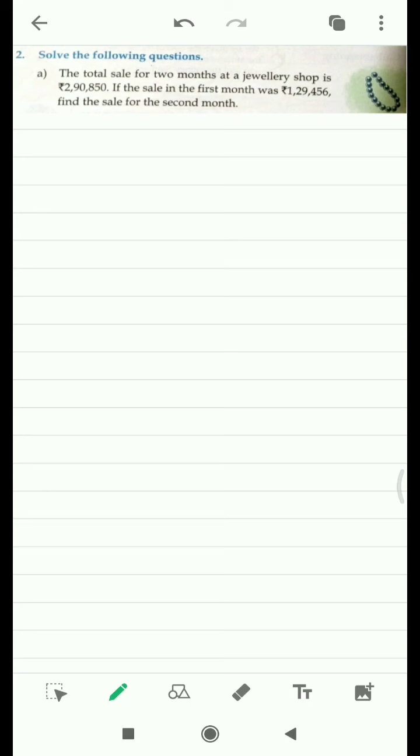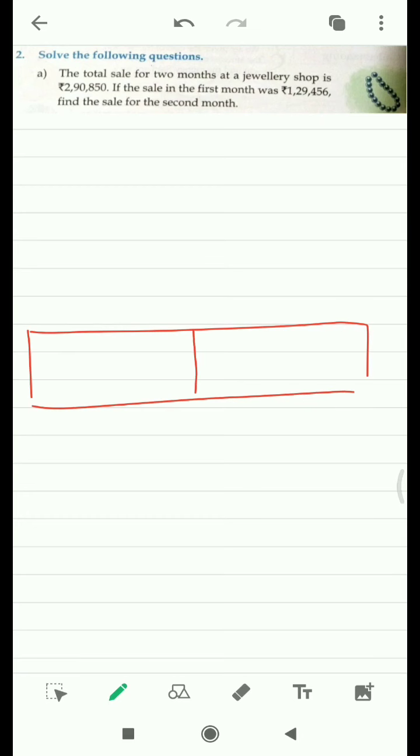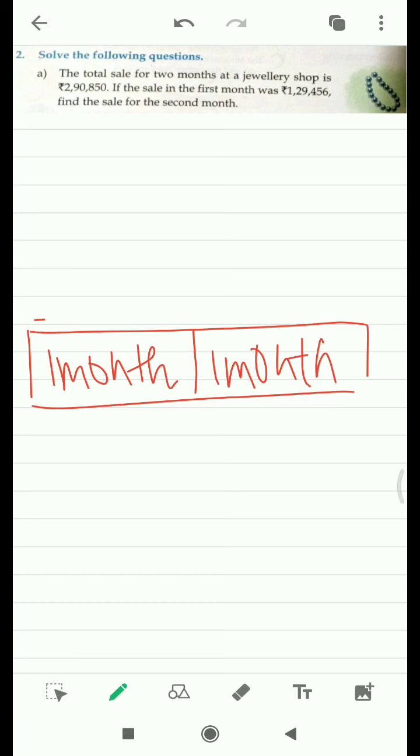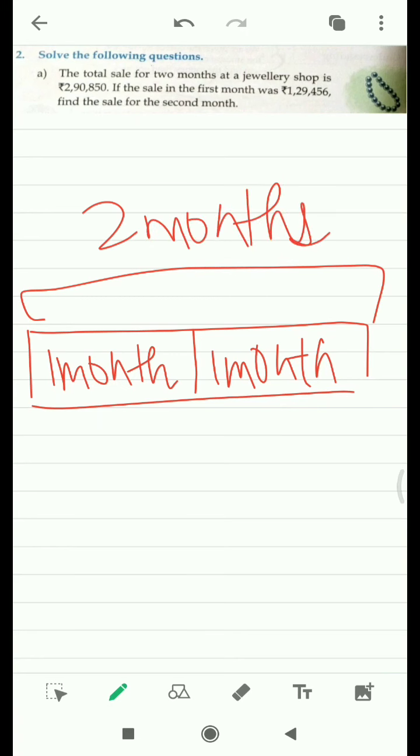If the sale in the first month was this, find the sales for the second month. Now, suppose we have something like this. It's 1 month. It's also 1 month. That means it's a total of 2 months. Now, we know the sales for 2 months. That is 2,90,850. This is the whole collection for 2 months.